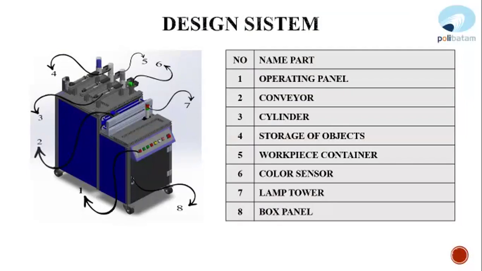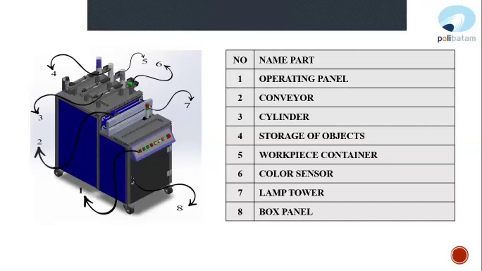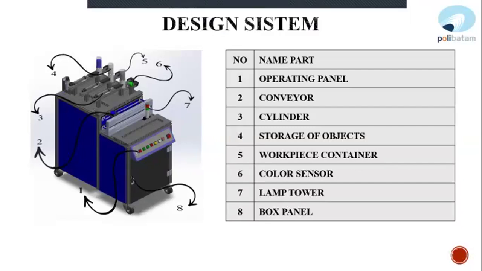And number 2, there is the conveyor. The conveyor in the machine functions to move goods from one place to another. This conveyor also has several supporting components, such as two inductive sensors, two cylinders, and a decimeter. At number 3, there is the cylinder. The cylinder on this machine functions to push goods into the container after receiving a signal from the color sensor.